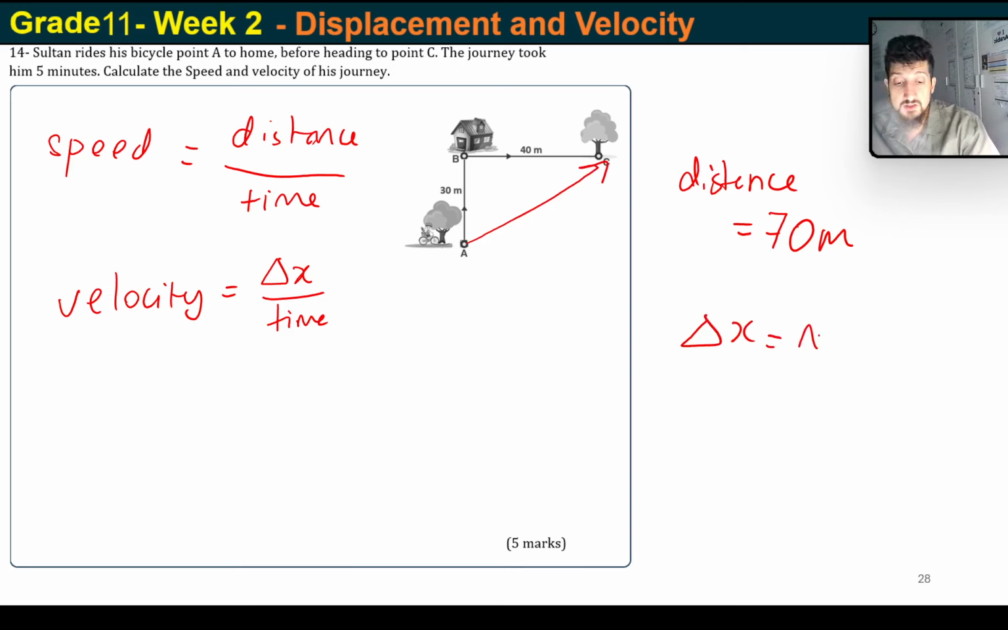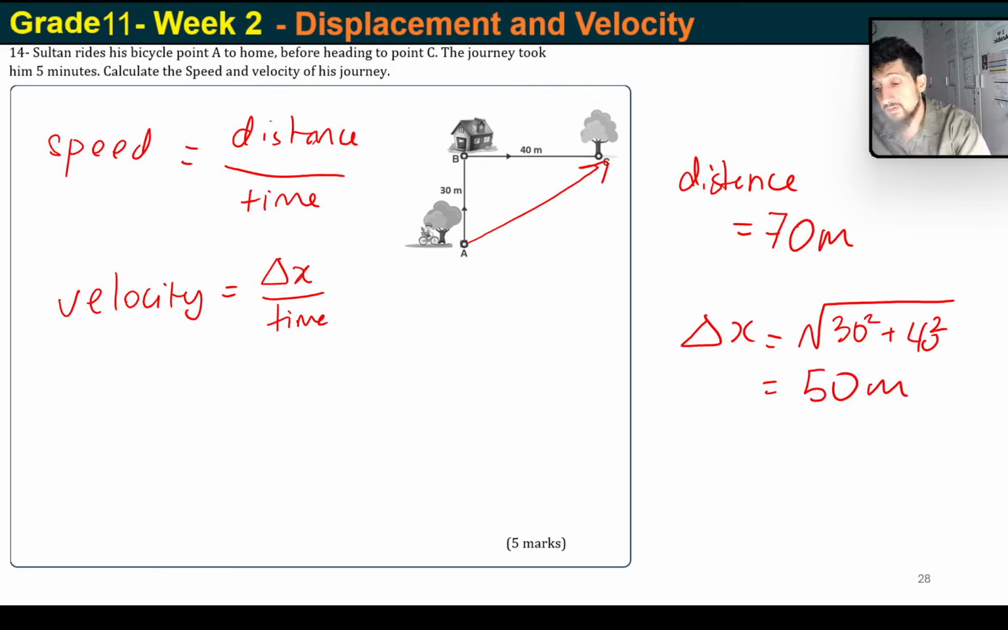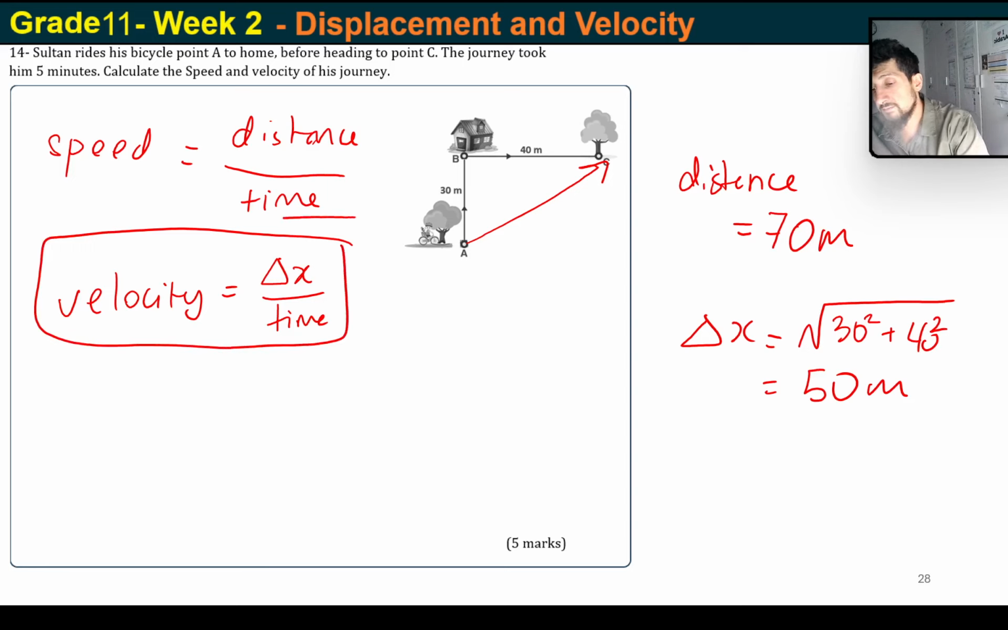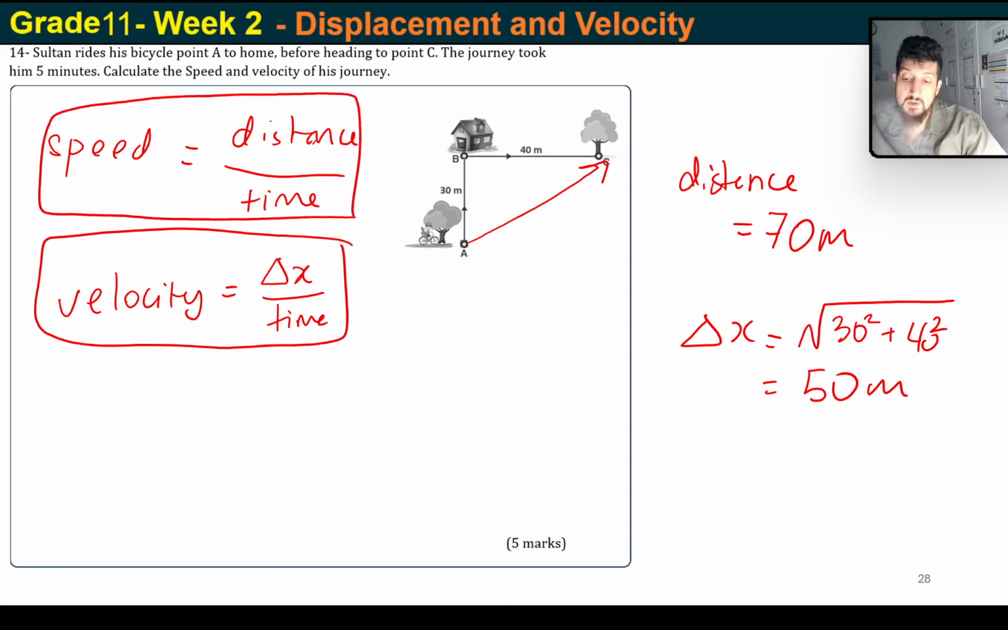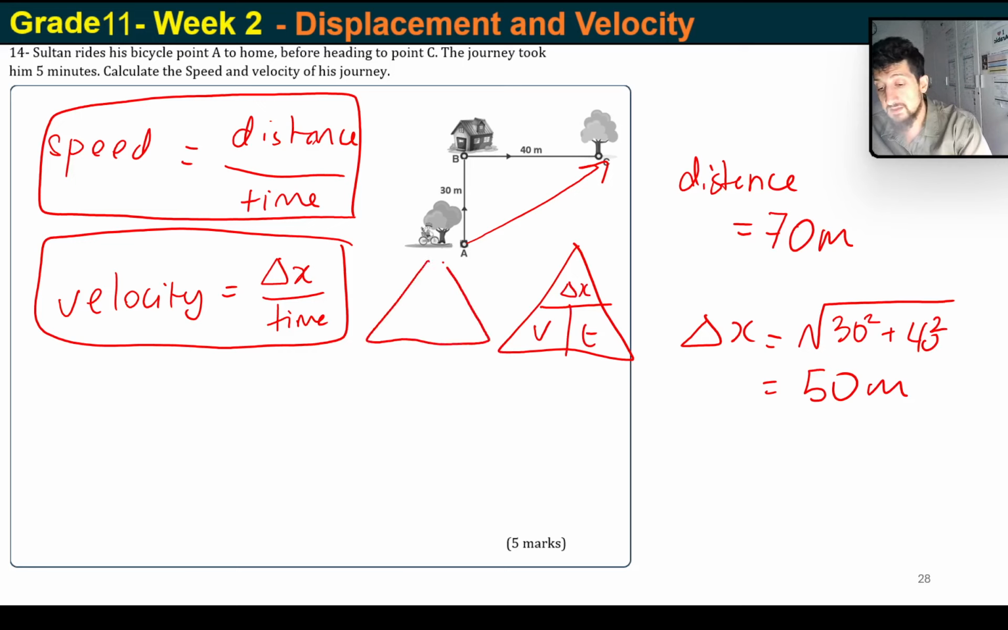So it's going to be the square root of 30 squared plus 40 squared. So it's going to be 50. Okay. What about the time? I need the time, because remember, both of these formulas require time. The other way we could do these is by using the formula. That's for velocity, and this is for speed. The triangle, if you like using triangle. So I need time. What is the time?